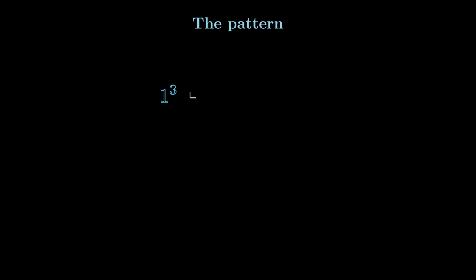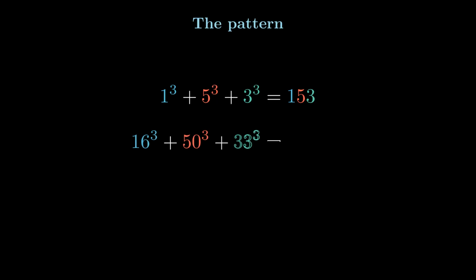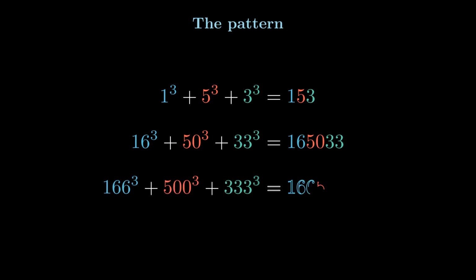Let's start with the pattern that we have seen before. It keeps going. 16, 50, and 33, all cubed and added, gives 165033. And 166, 500, and 333 do it again.